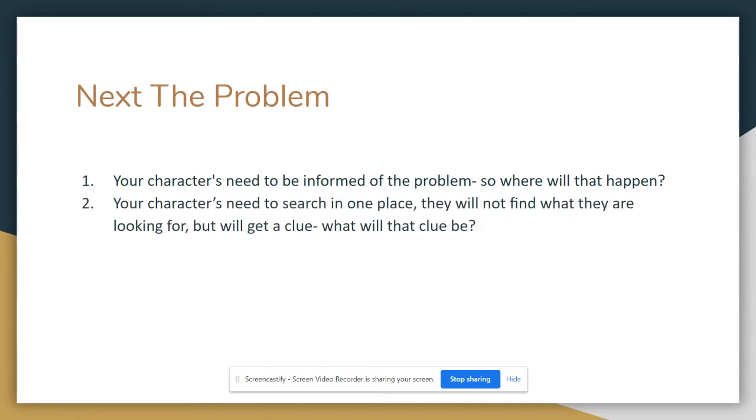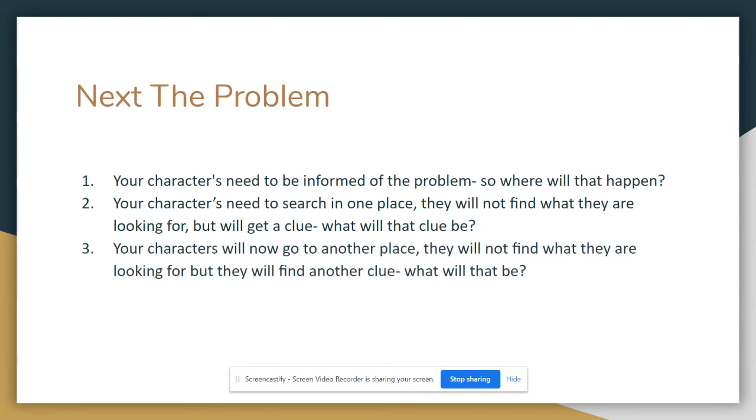Your characters need to search in a place. They will not find what they're looking for, but they will get a clue. What would that clue be? So, for example, with a missing cat, maybe the collar fell off at the first place you were looking. Or in the case of the missing key, maybe you find out that the keys open a few rooms, not just one room.